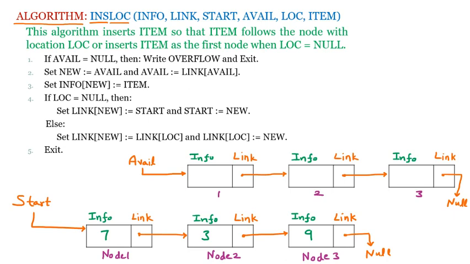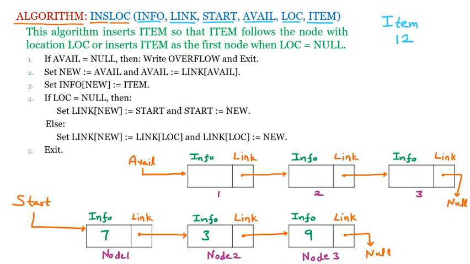So now we are working on the algorithm, insert at location. We have INFO for information, LINK for the next, then the START pointer, then the available list, then the location. Location is basically the place where we are going to insert the node, meaning where we are going to insert an item. The next thing is the item. Let us suppose we have an item, 12.